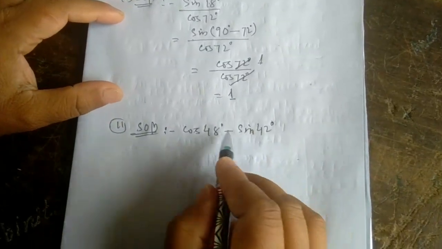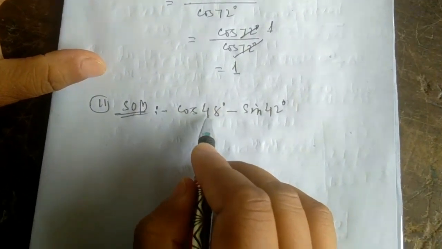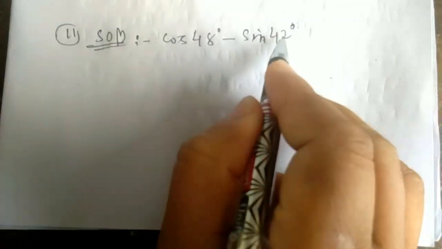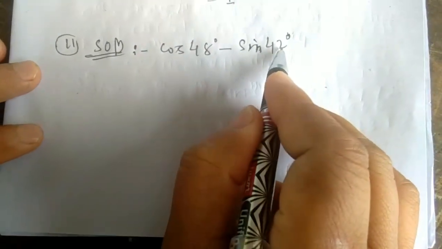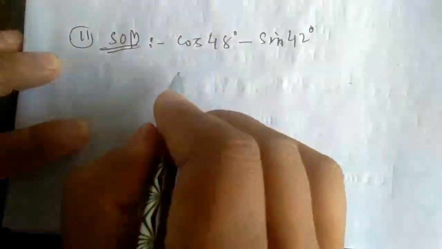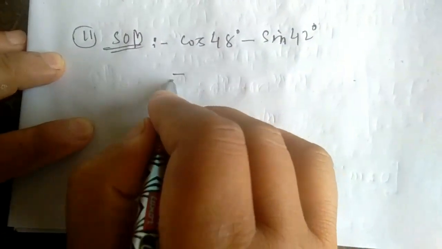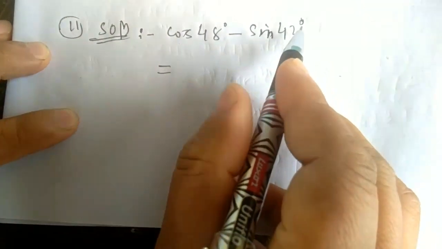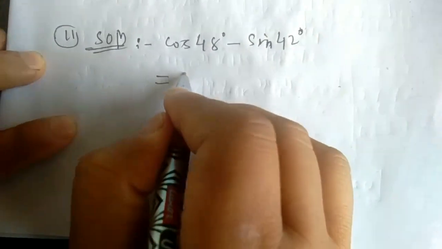First you see how many angles are there: one is 48, the other is 42. Two angles are there and both are less than 90 degree. So you have to apply the complementary formula in any one, either in 48 or in 42. It is up to you. So let me apply here.